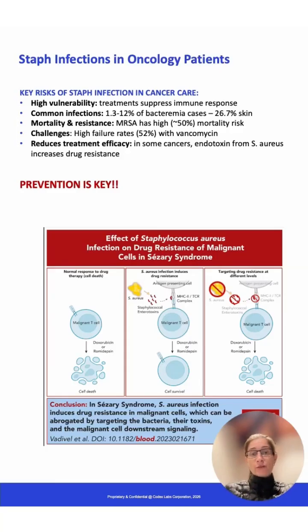The bigger issue is the mortality and resistance issue with methicillin-resistant Staph aureus, or MRSA, because this poses a high mortality risk, with a 30-day mortality for pneumonia or bacteremia approaching about 50% in some studies. And this also has significant treatment challenges because there are high treatment failure rates. One study reported up to 52% occurring with vancomycin, which sometimes necessitates alternative interventions. So the key here is prevention.